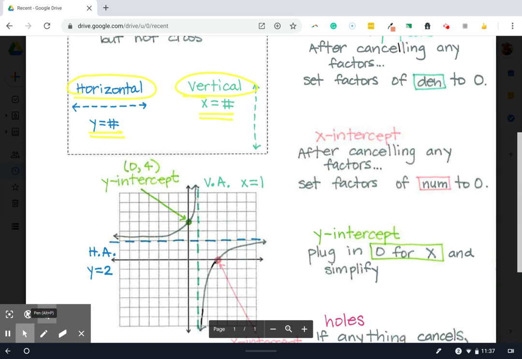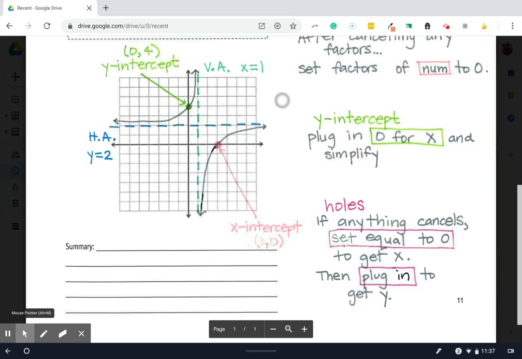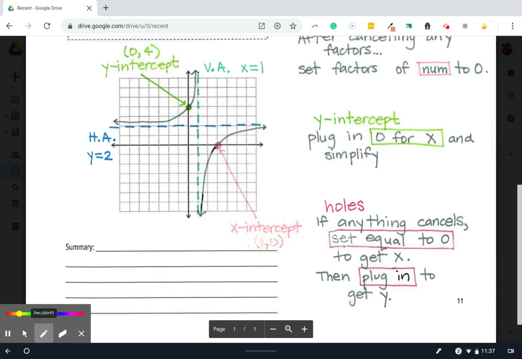To see all this in action, I'm going to look at this graph down here. The first thing I'm going to point out is the horizontal asymptote, this horizontal line right there. HA I'm using to stand for horizontal asymptote. It's y equals 2 because I cross the y-axis at 2, so that's how I got that line. The vertical asymptote, the VA, is this line right here, and it's x equals 1. Those are the 2 asymptotes of this graph.